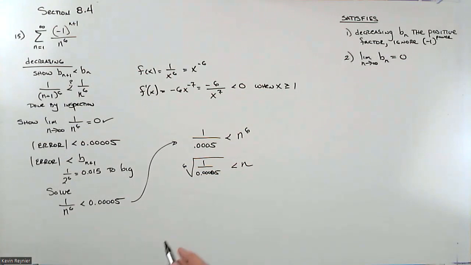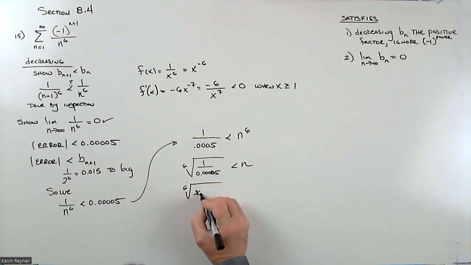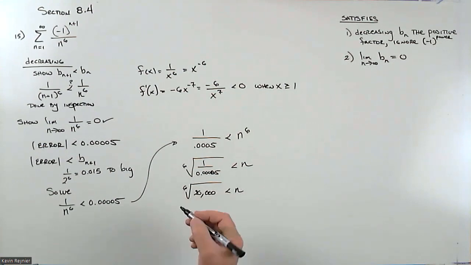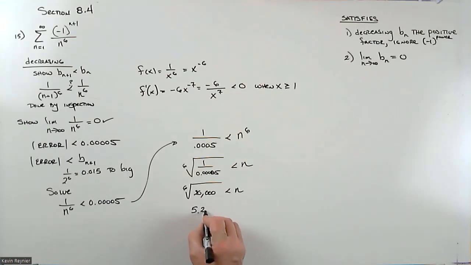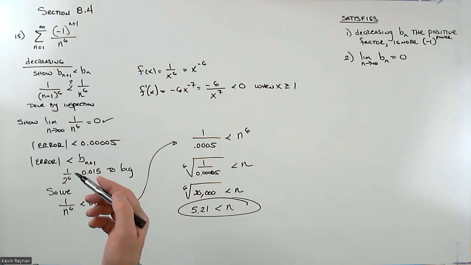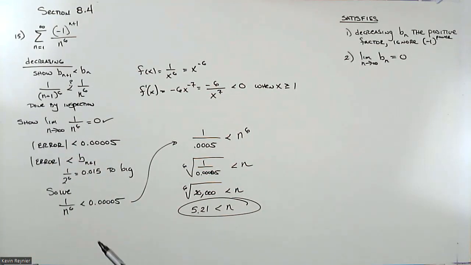That's 20,000, right? So n's got to be greater than, so we raise that, and I don't have a calculator, so I have to do to the 1/6 power. And we get 5.21. So n has to be greater than 5.21. Well, remember, n is 1, 2, 3, 4, 5, 6. So the first n greater than 5.21 is 6. So that's number 15. Let's go ahead and clear that off.